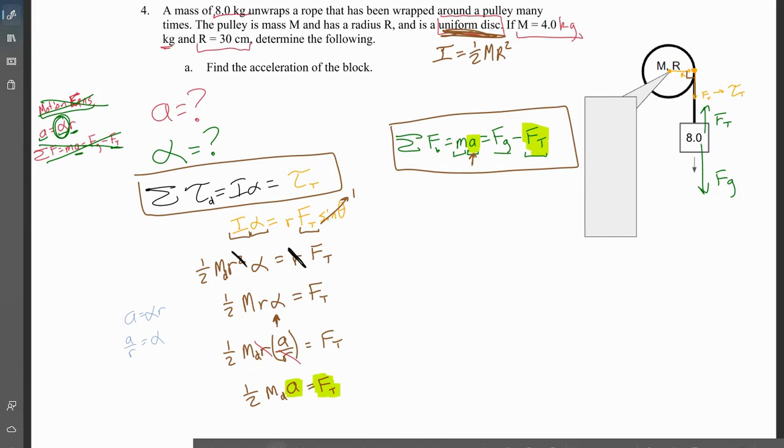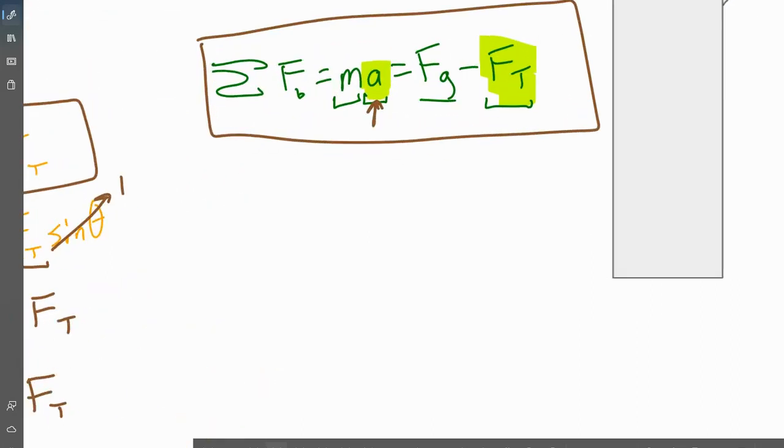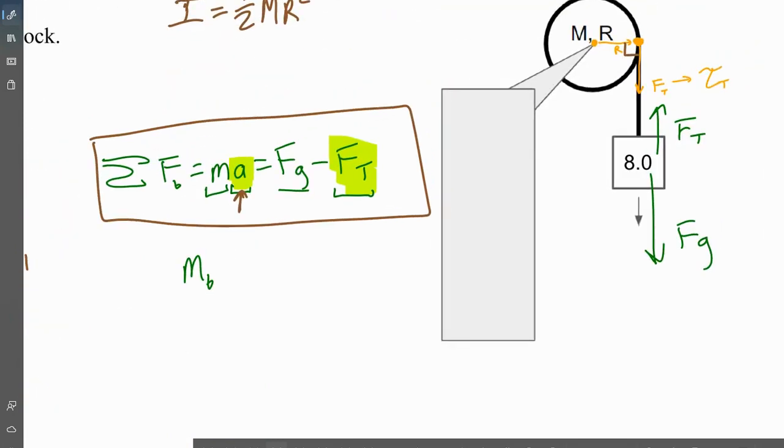Okay, so we're down to these two equations, two unknowns, but we haven't really gotten this forces equation down as well as we could yet. So let's take this mass. This is the mass of the block, because these are the forces acting on the block, times acceleration of the block is equal to mass of the block g minus force of tension.